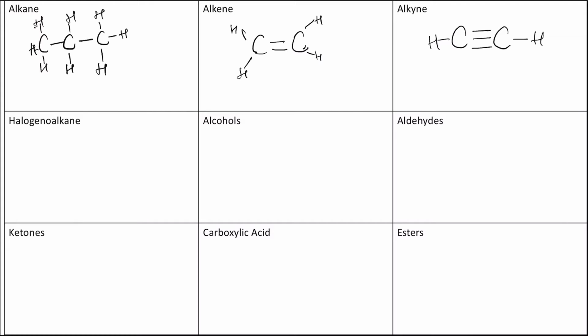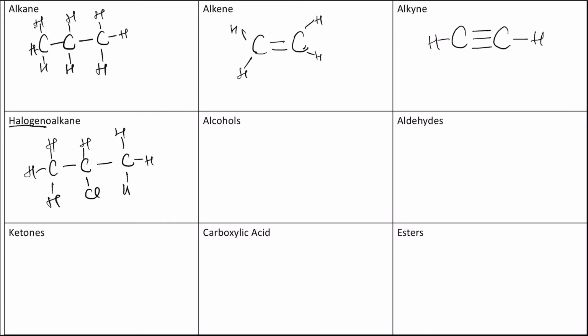Okay, then we have a halogenoalkane. The name gives it away, it contains a halogen. If you go back to periodic table chemistry, halogens are group 7. So you have your regular alkane, but with a substitution of a halogen, for example, a chlorine. It could even be a bromine. It could be a fluorine. It could be anything from group 7.